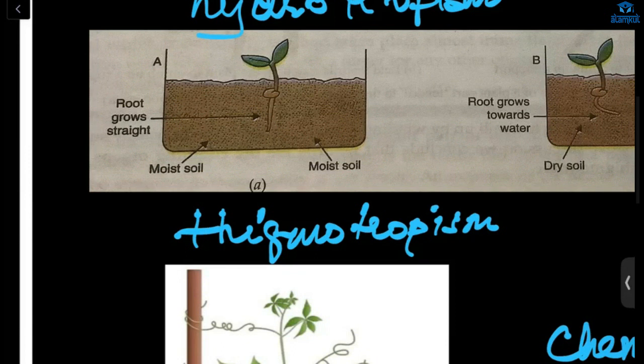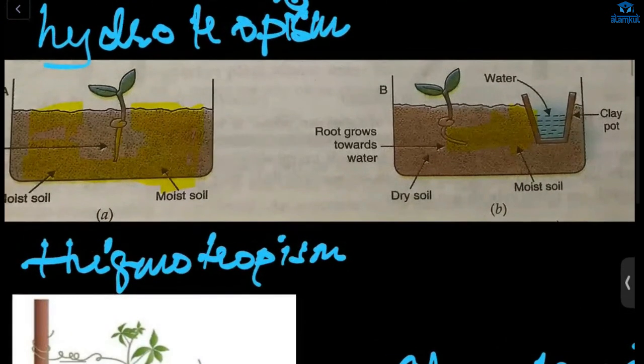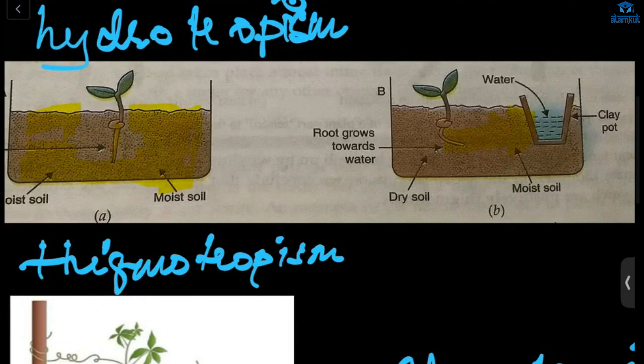Hydrotropism. Here in a container we have put moist soil, and we have planted the seed. This root will grow straight. Everywhere the amount of water is the same. Now, if you take a clay pot and put water in that, what will happen? This root will start moving towards the water. So this movement is what? Hydrotropism. And it is positive hydrotropism.